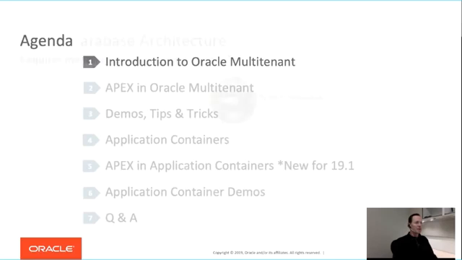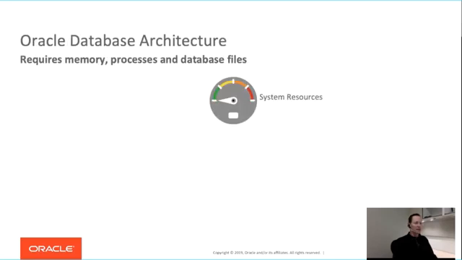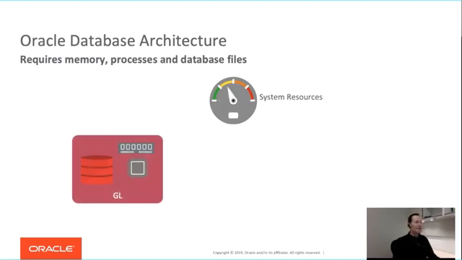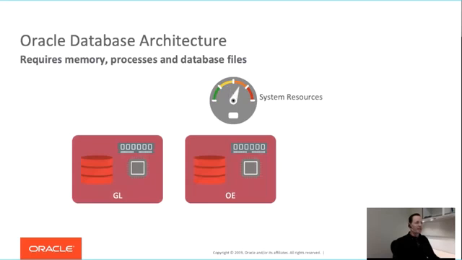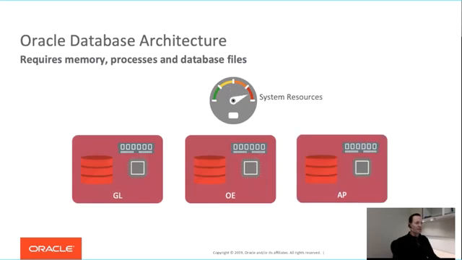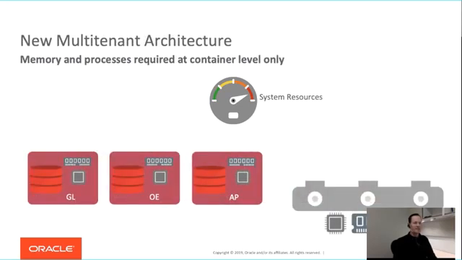So let's start with what multi-tenant architecture is. Before that, let's talk about the traditional Oracle database architecture, probably from 1979 or before, all the way up into 2013. And that is for each database that you created on a piece of hardware, each database would require its own memory, processes, and data files. So as you add databases, you would start consuming these resources on the system, and quickly, as you add more databases, you would pretty much consume all of your resources on that system.